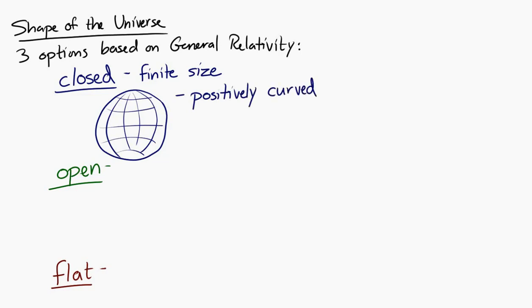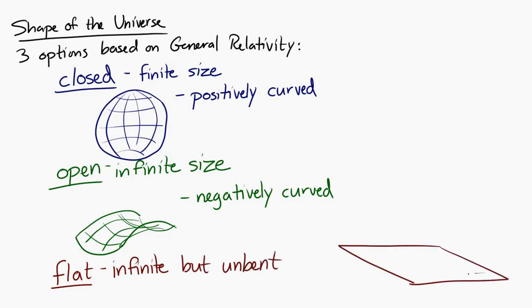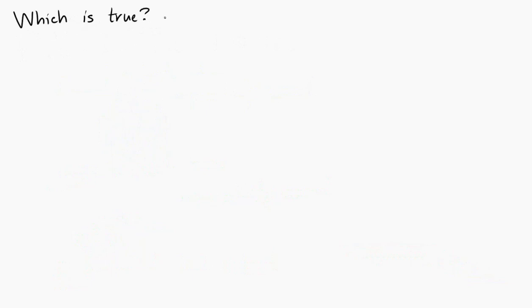Now, the universe could also be open. An open universe is of infinite size, and it's sort of saddle-shaped, if we imagine it in 3 dimensions. It's negatively curved is another way to describe it. Or the universe could be flat. Flat is infinite, but also unbent, and we visualize it as kind of a plane, like that. So how would we know which shape of the universe is true?